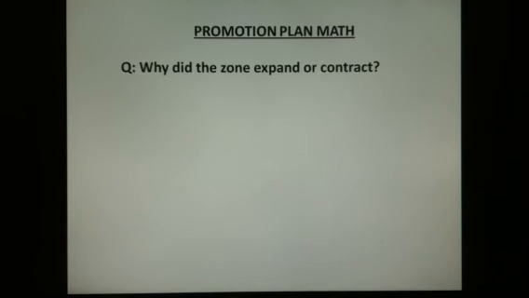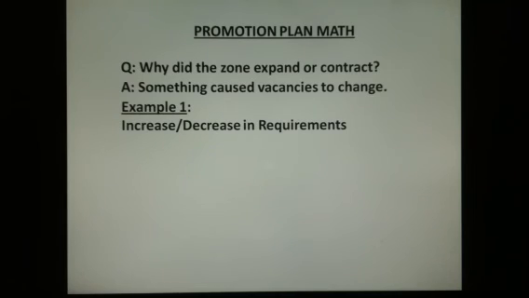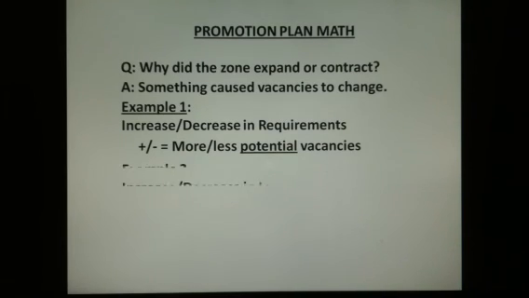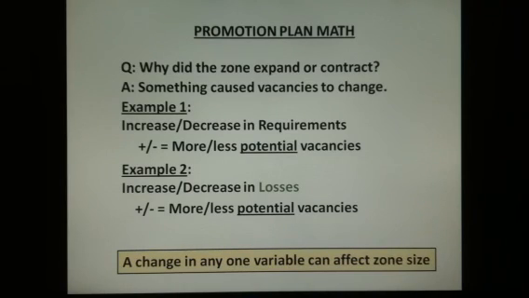So this discussion helps us answer a common question, which is, why did the zone expand or contract? Based on our discussion, you should be able to arrive at the answer, which is something caused vacancies to change. For example, we may have seen an increase or a decrease in requirements. An increase means you have more potential vacancies, and a decrease means you have less potential vacancies. Another possibility is that you've seen an increase or decrease in losses. An increase in losses means you have more potential vacancies, and a decrease means you have less potential vacancies. So the bottom line is that a change in any one of these variables can affect the zone size.